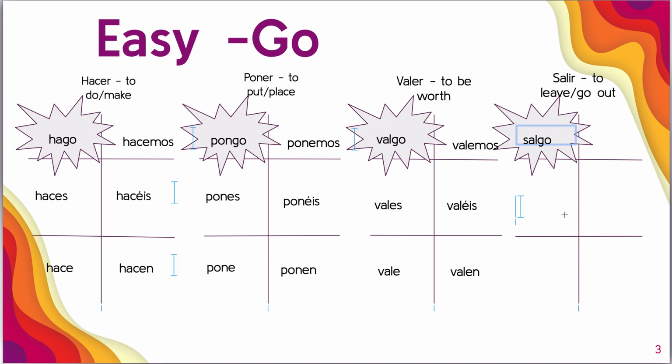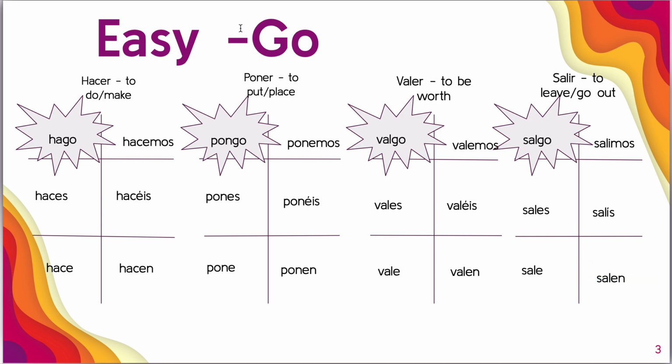The tú form is just like the others, sales. Even though it's an IR verb, it still has an ES. The usted is sale. Here's where it gets a little different. The nosotros form is an IR verb, so it becomes salimos with an I. The vosotros form, IR verb, so it is going to be salís, accent on the I. And then the ustedes form is salen.